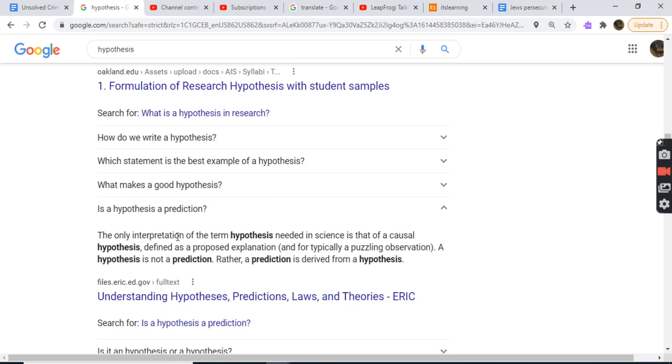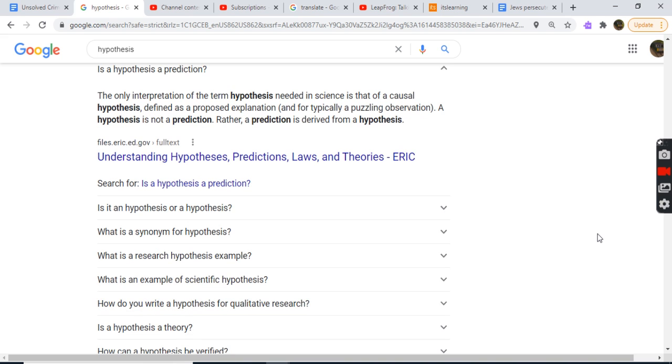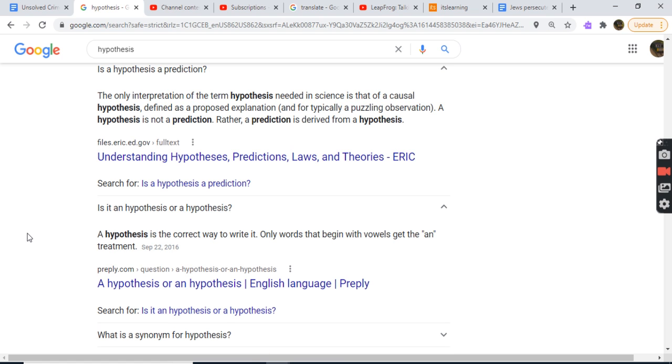Is a hypothesis a prediction? The only interpretation of the term hypothesis needed in science is that of a causal hypothesis, defined as a proposed explanation for typically a puzzling observation. A hypothesis is not a prediction. Rather, a prediction is derived from a hypothesis. So it's not currently a prediction, it's derived from a hypothesis. It can be described in your own words. What do you think that term is meant to be used for? Comment down below.